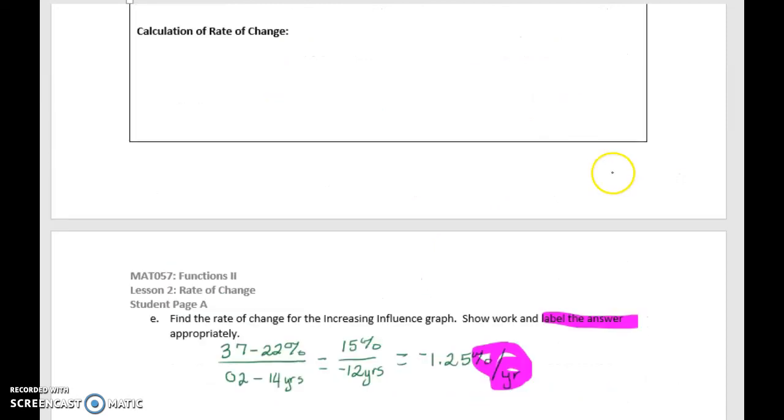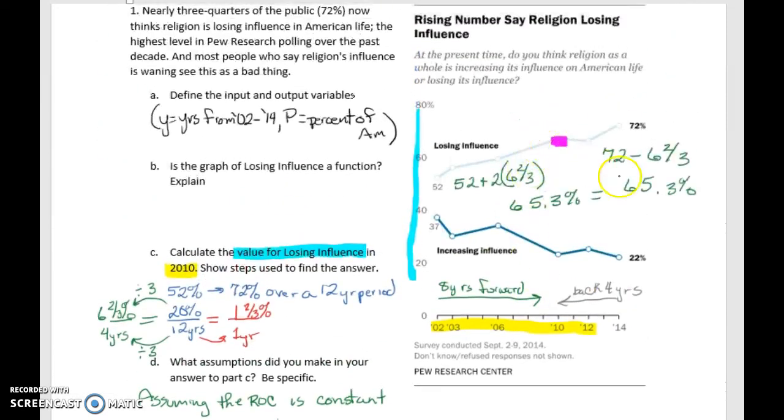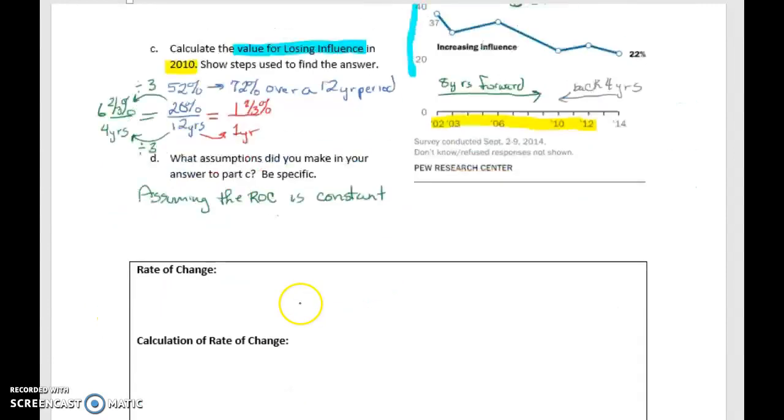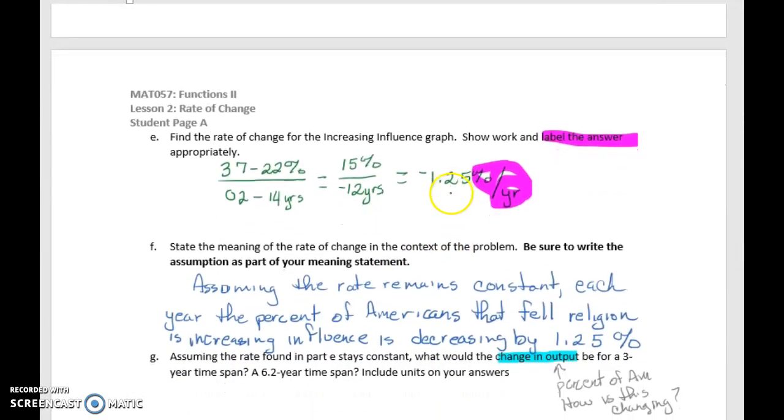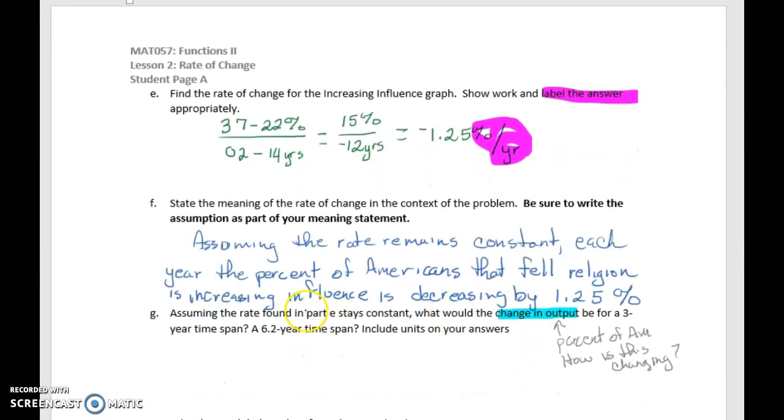So if we look back at the original problem, we know that the percent of Americans changed in those 4 years by this amount. And then we know that it changed in 8 years by this amount. So we can look at it each year. The changing amount is 1.6 repeating percent, or in 12 years the output is changing by 20%, or in 4 years the output is changing by 6 2/3%.